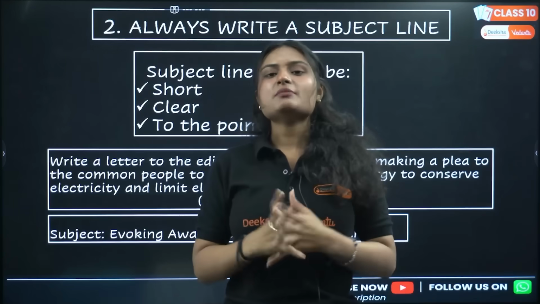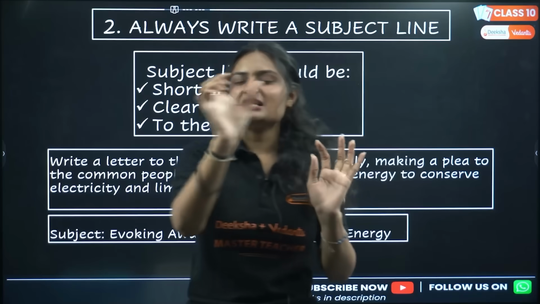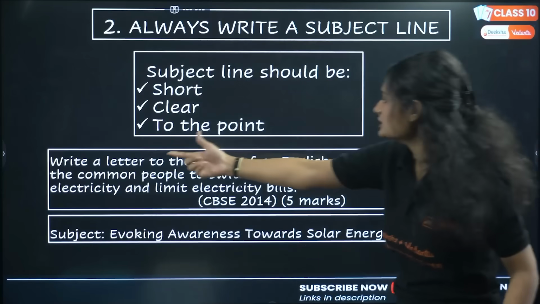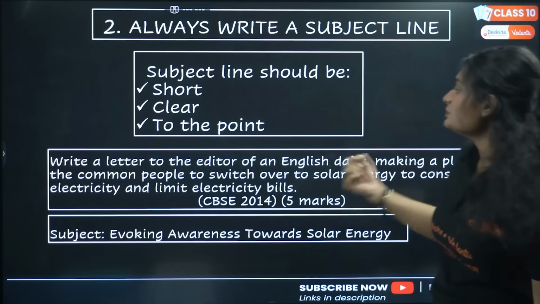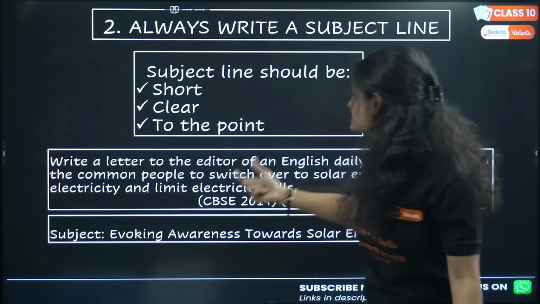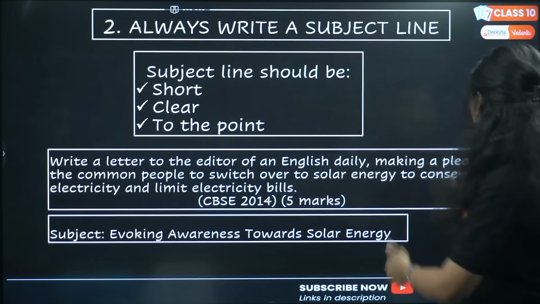What is important about it? Because what I have seen many kids do is they write everything that they see in the question itself. Supposedly, in this question it's written: write a letter to the editor, making a plea to the common people to switch over to solar energy to conserve electricity and limit electricity bills. So what most students do is they take the subject from here.